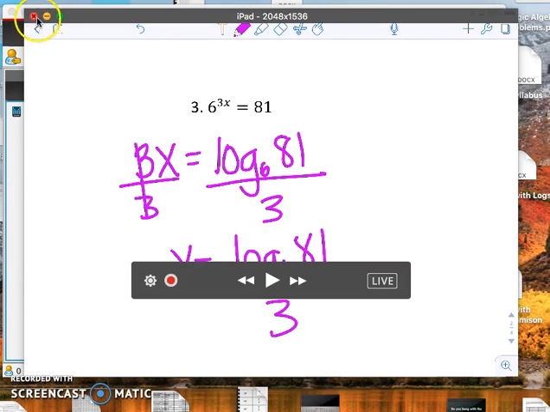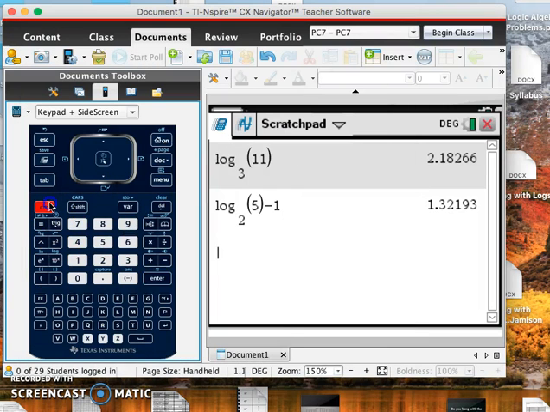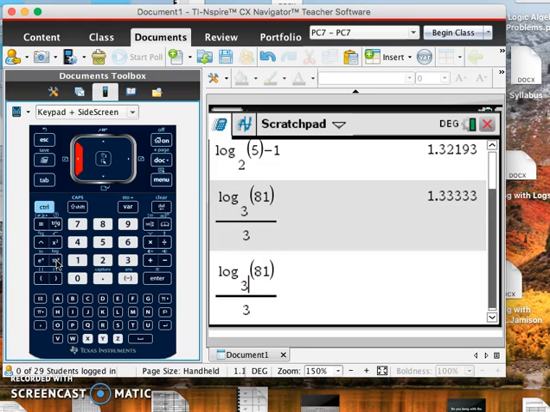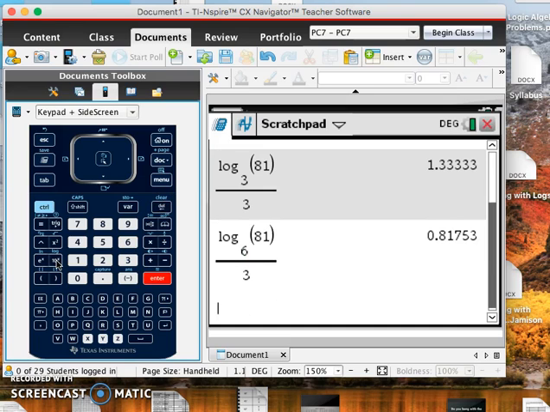And again, this is a calculator one. So we enter a fraction, log base 6 of 81 divided by 3. Log base 6. I knew something seemed a little weird there, too many 3's. So we have 0.817.